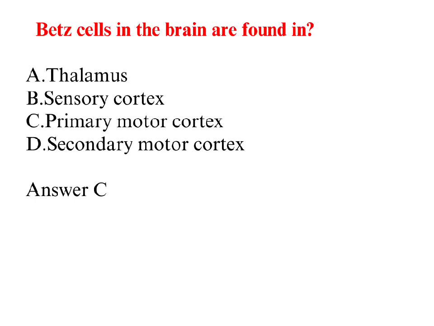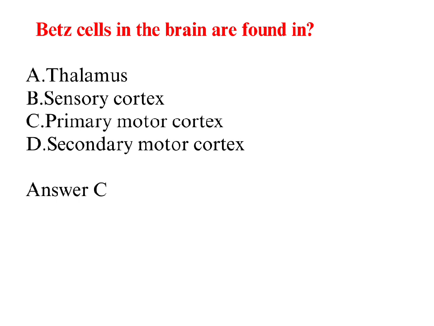Next question, blood cells in the brain are found in. Okay, where are these blood cells in the brain found? Answers are A, thalamus, B, sensory cortex, C, primary motor cortex, D, secondary motor cortex. We will see one by one which answer is correct. A, thalamus. All of you know about the hypothalamus. It is regulating the body temperature. That is not correct.